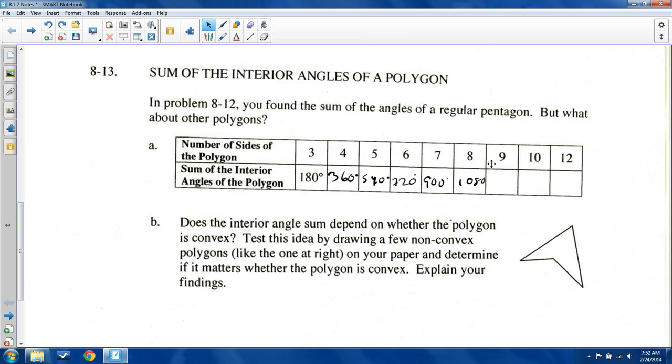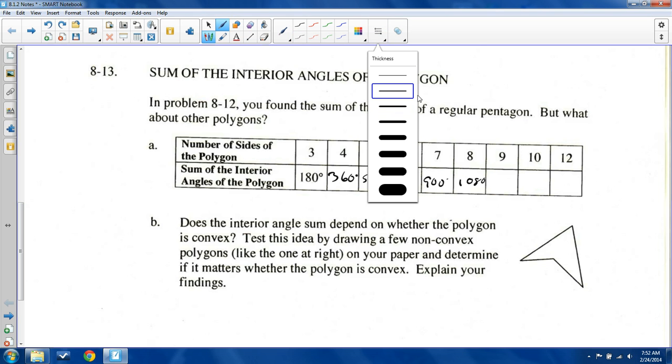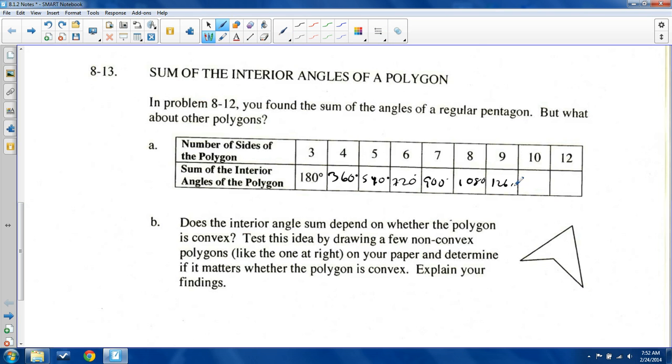I think it's 1260, 1440. One second, I just lost my count. 1260. Now be careful here. This goes from 10 to 12. So after that is 1620 and then 1800.